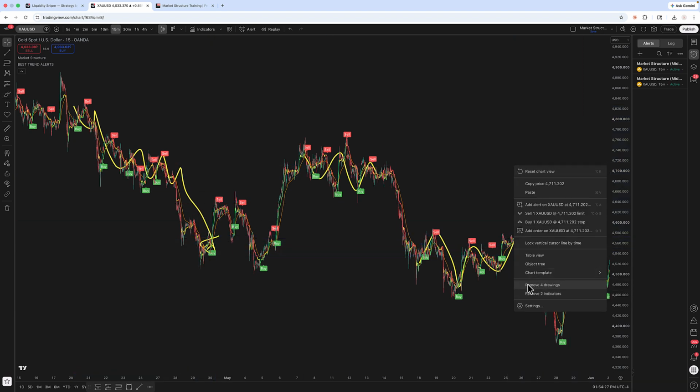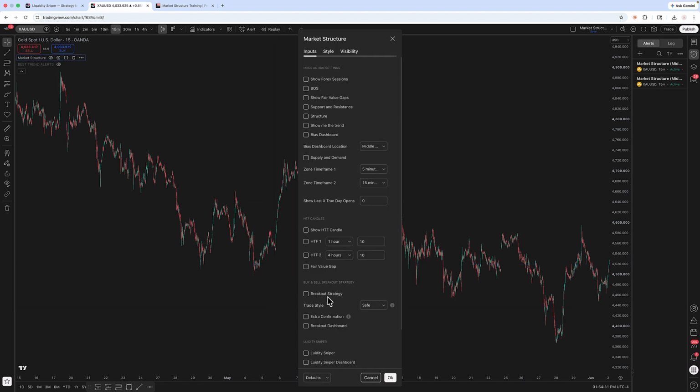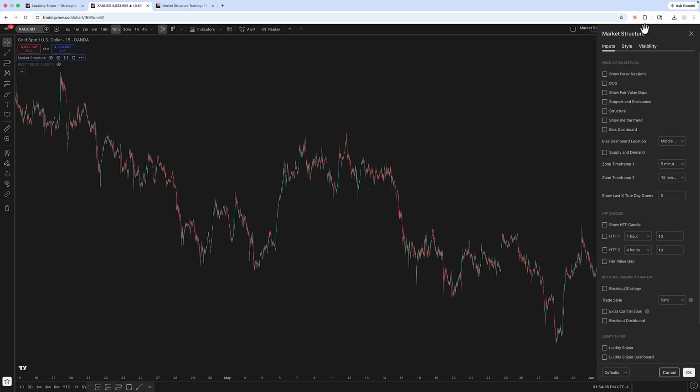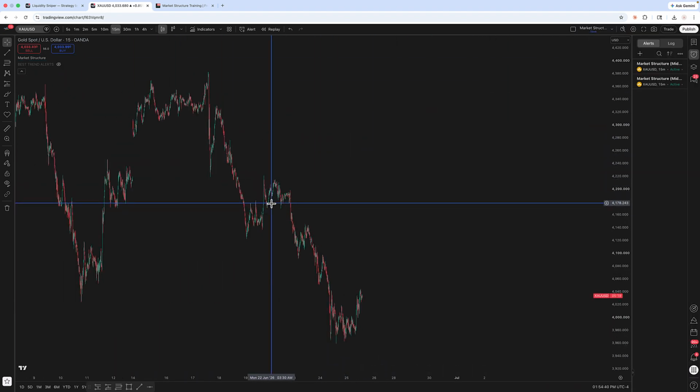So what I like about the market structure strategies, I got two back here. It's called Breakout strategy and Liquid Sniper strategy. And the reason I like them is because they don't use lagging indicators. They use market structure. They use price action. They use different zones. They use fair value gaps. They use order blocks. They're using all kinds of things that I hard coded in here to look for the best entries.